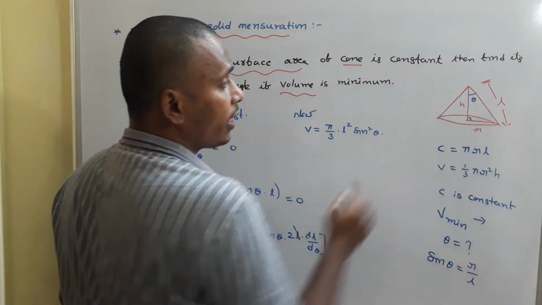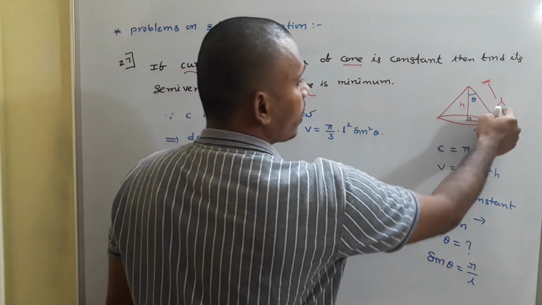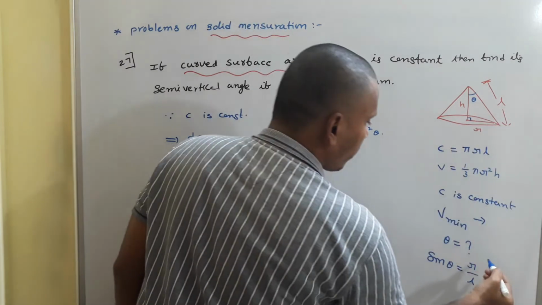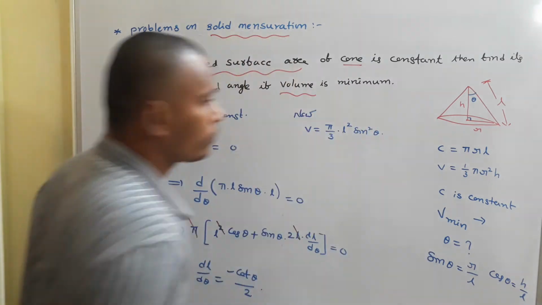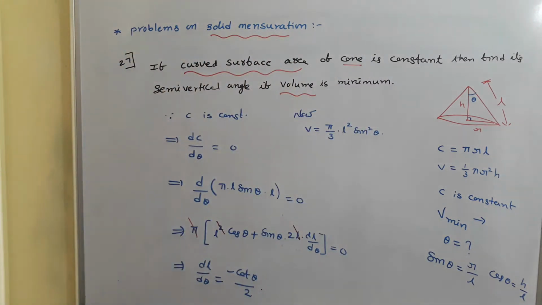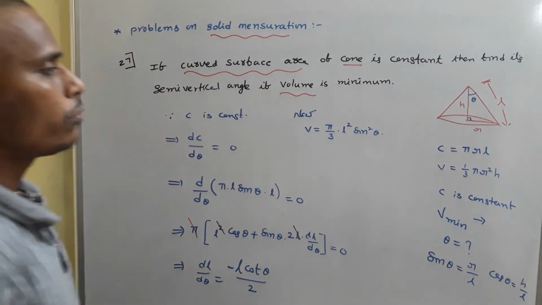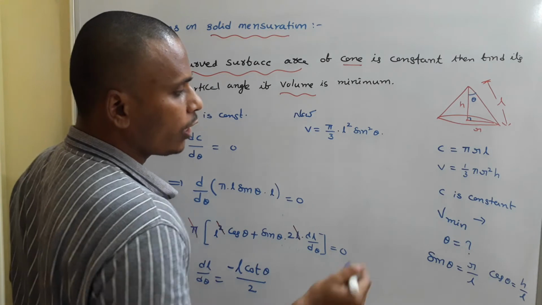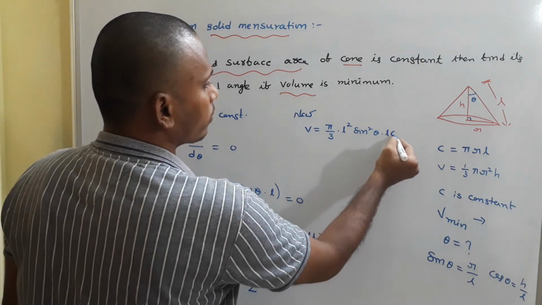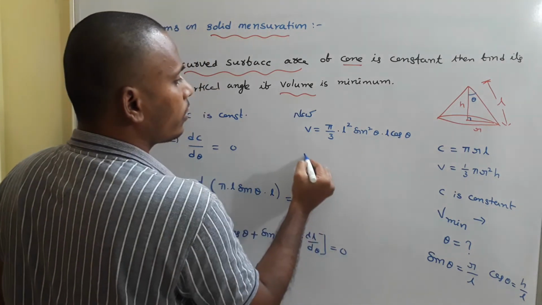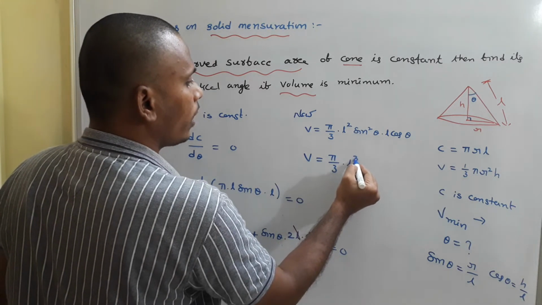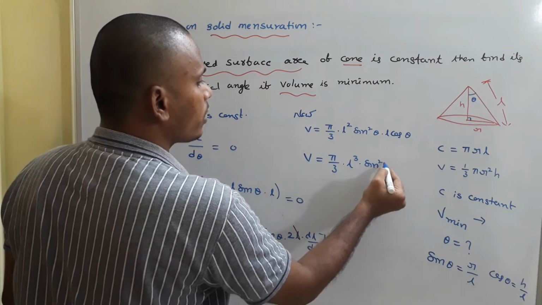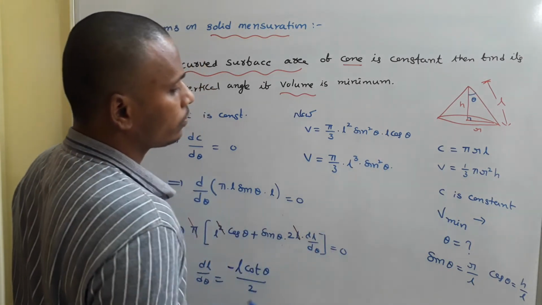We have a triangle here, right? For the triangle, what is the relation between h and L? Cos theta, right? Cos theta is equal to adjacent side by hypotenuse, h by L. Since cos theta is equal to h by L, h is L cos theta. And now volume is equal to pi by 3 L square sin square theta into h, which is L cos theta. And that volume is equal to pi by 3 into L cube into sin square theta into cos theta.